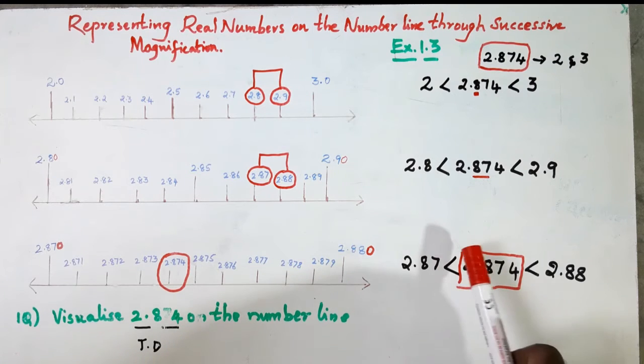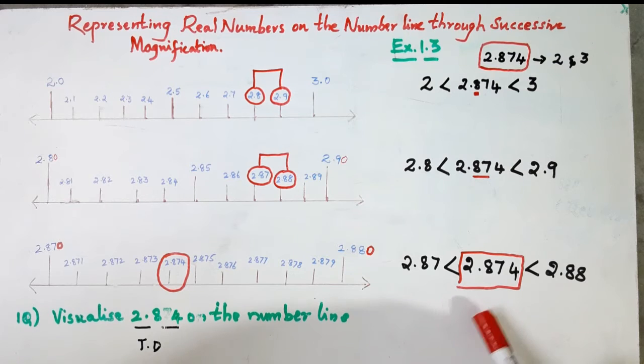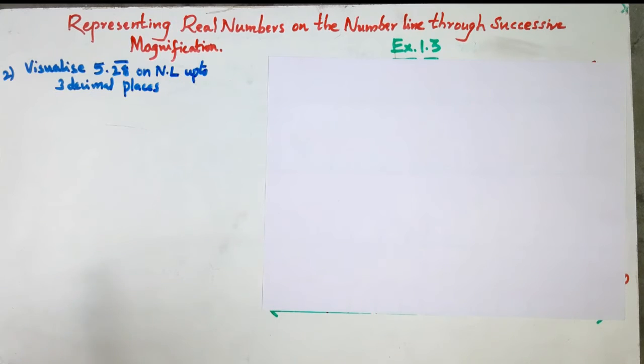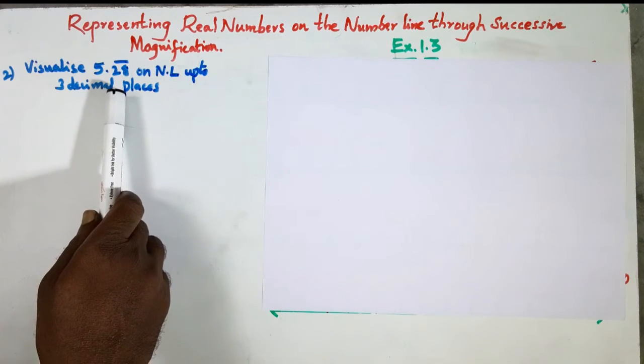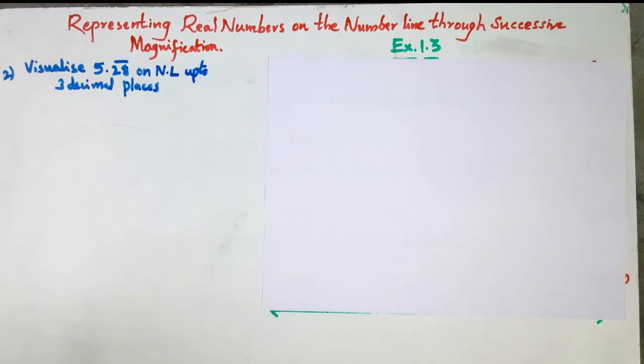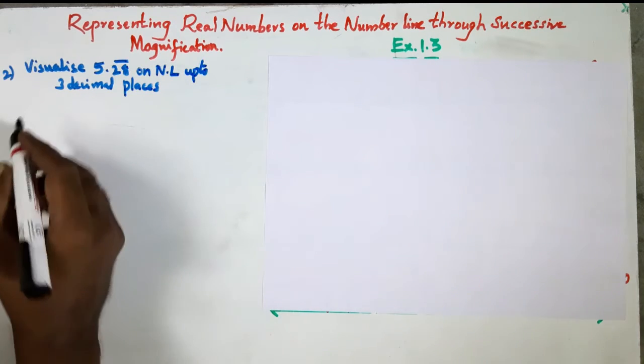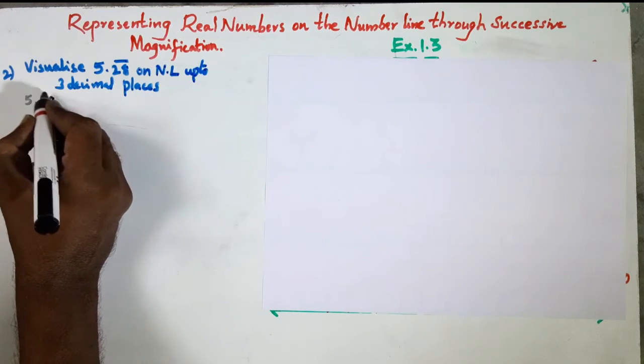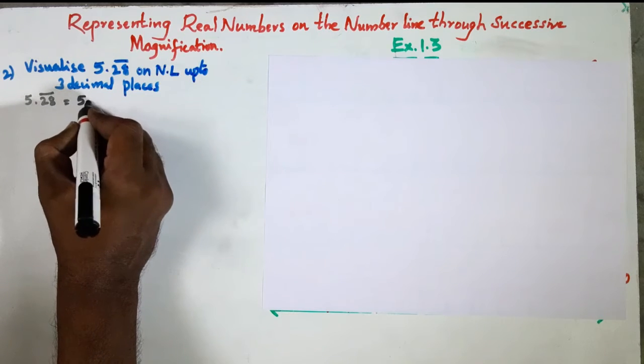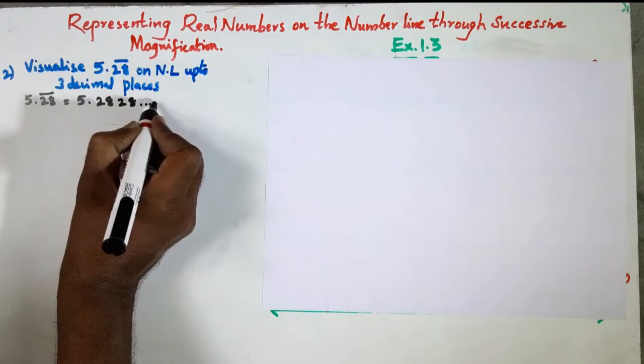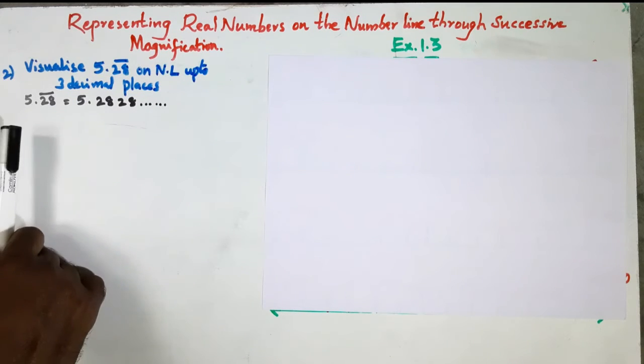Now in the next problem we are going to represent on the number line a real number that is a non-terminating recurring decimal. So let us move to the second problem. Well, now the second question is: visualize 5.28 bar on the number line up to 3 decimal places. In the previous problem we took a terminating decimal; here we represent a non-terminating recurring decimal. So 5.28 bar can be written as 5.2828 and so on.